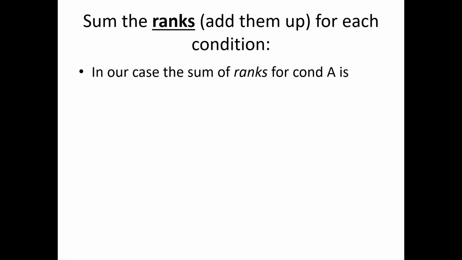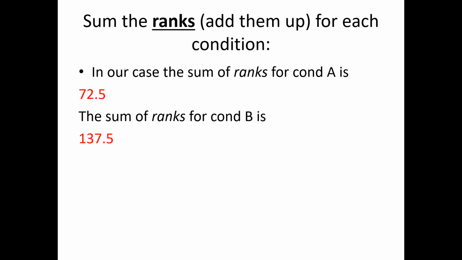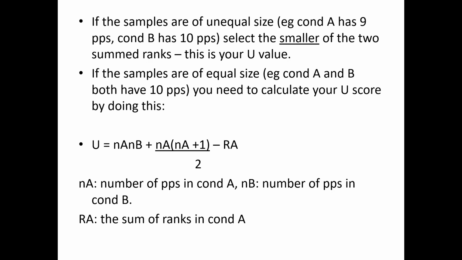So in our case, for that data set, the sum of ranks for condition A is 72.5. The sum of ranks for condition B is 137.5. Remember, that's the ranks, not the scores.